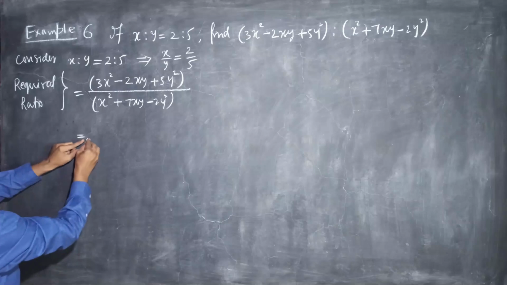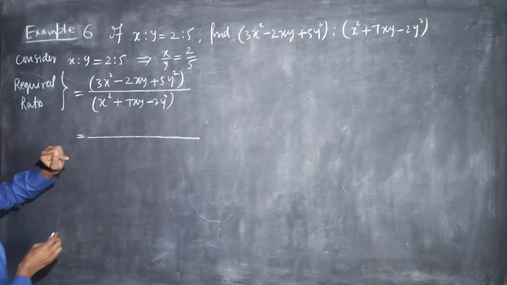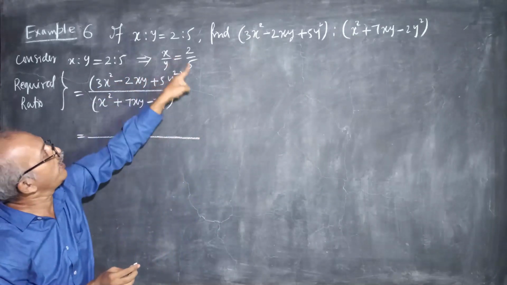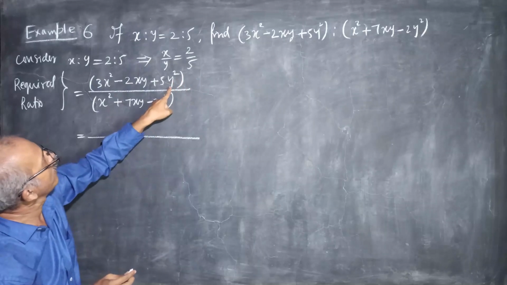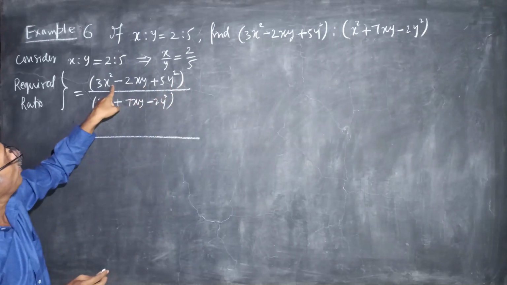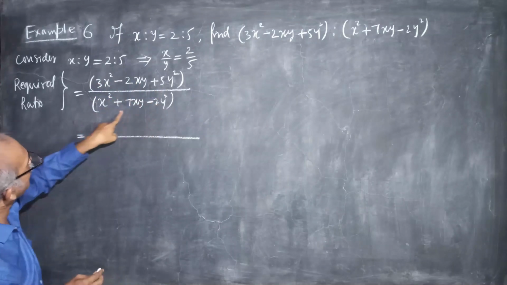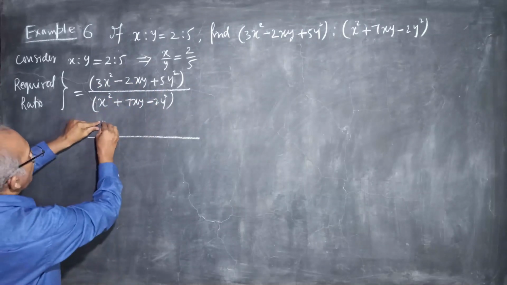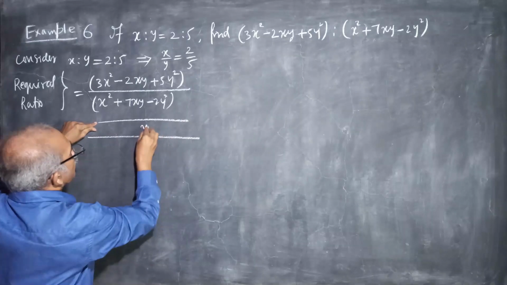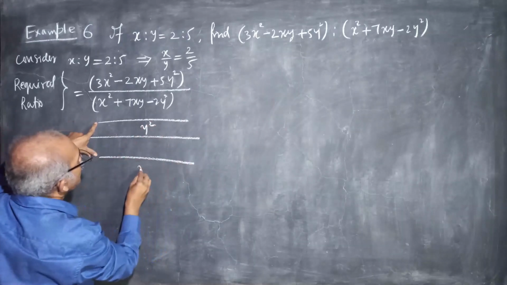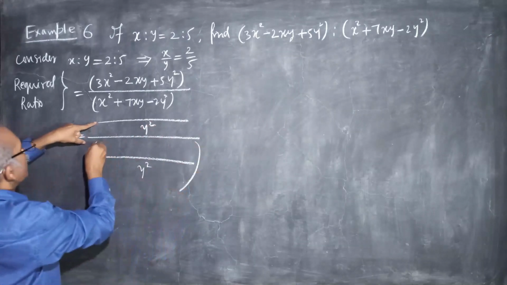This is equal to, now x by y is equal to 2 by 5 is given. Here y square is there, but here there is no y square. So clearly we shall divide the numerator by y square. Similarly, we shall divide the denominator by y square.